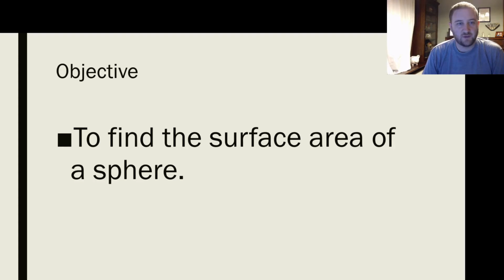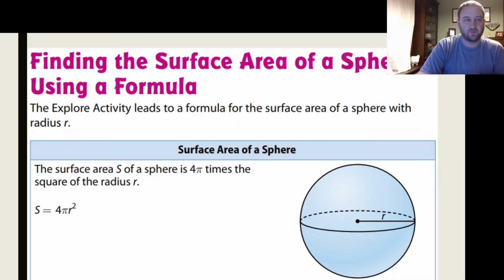So our objective for today is to find the surface area of a sphere. Again, this is the last lesson in the module. Previously, everything we've done in this module has been about volume. Today we're finding surface area. It's a little bit different than volume, obviously. We're going back to area, but it's the surface area of a sphere, using a formula.